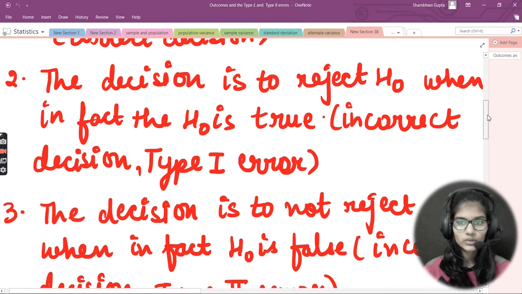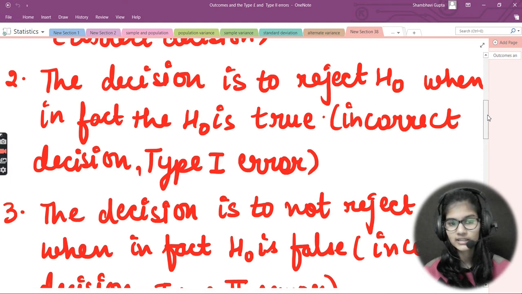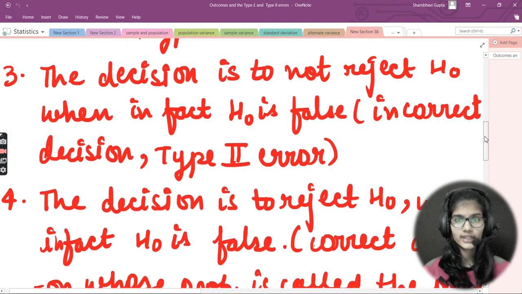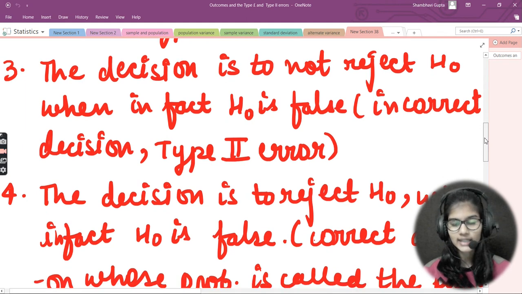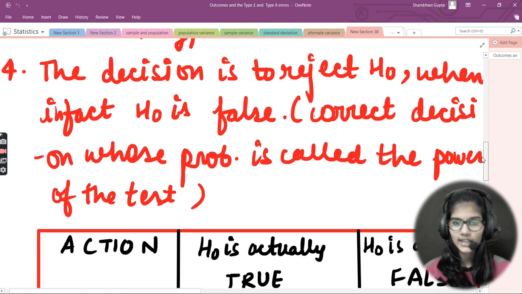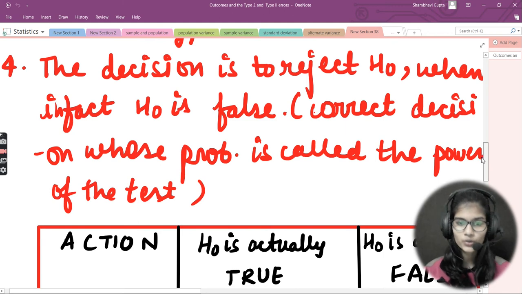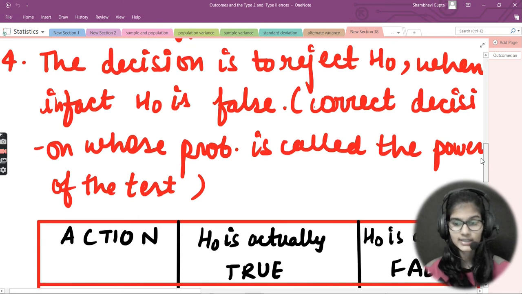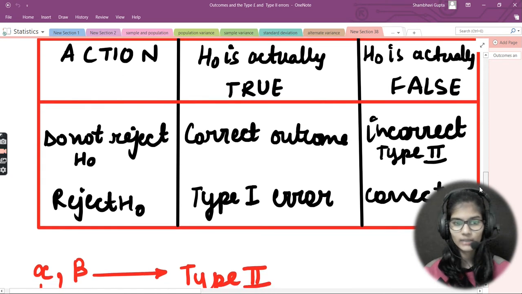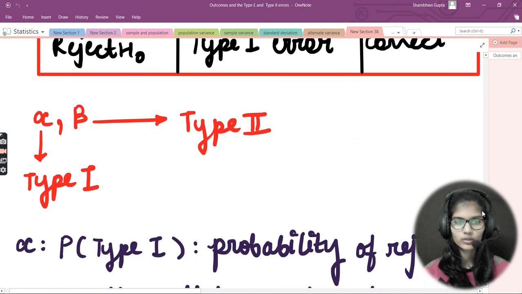After that, if the decision is to reject the null hypothesis, that is H naught, when in fact H naught is true, that is your incorrect decision, and that comes under the type 1 error, right? Then next was that the decision is not to reject H naught when in fact H naught is false. That was also an incorrect decision, and that comes under the type 2 error. And the decision is to reject H naught when in fact H naught is false. That was a correct decision whose probability is called the power of the test. Right? We summarized that in a very short table, which is this. Now you can understand on your own.